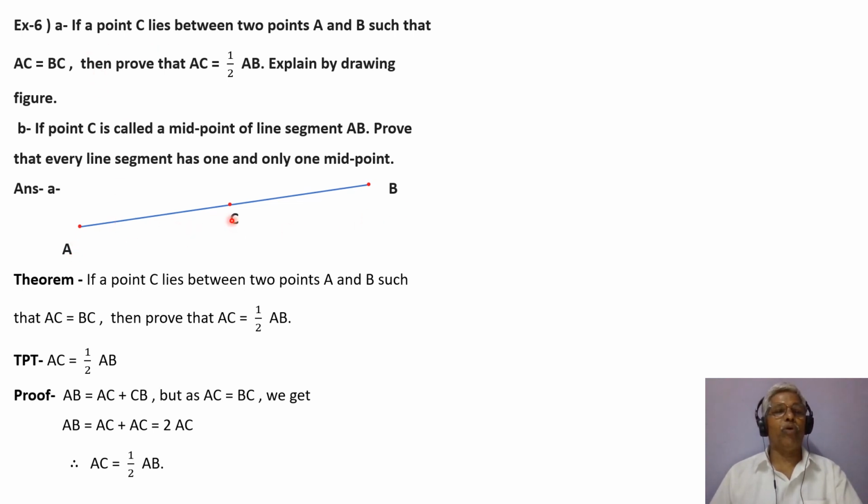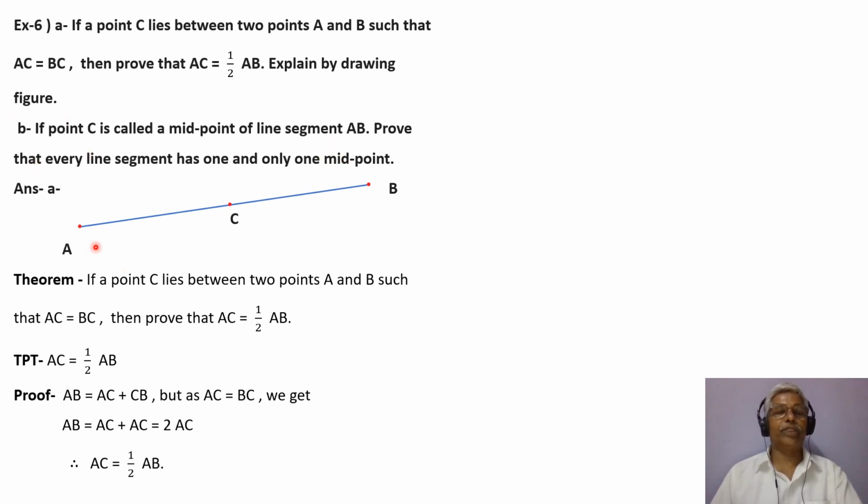Point C lies between two points A and B, such that, explaining the position of C, AC equals BC. That is, this segment AC is equal to BC, or CD. Then prove that AC is equal to half AB. Explain by a drawing figure. We will take this part afterwards.